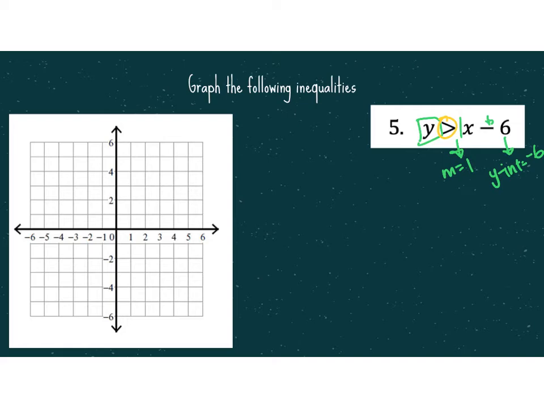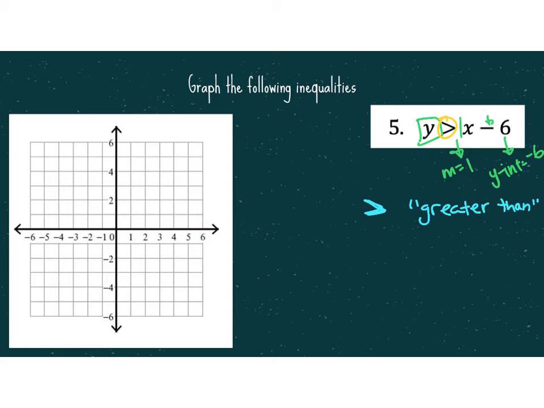All right, so now let's talk about the inequality symbol, okay? This inequality symbol is strictly greater than. If I was going to read that inequality out loud, I would say y is greater than x minus 6.